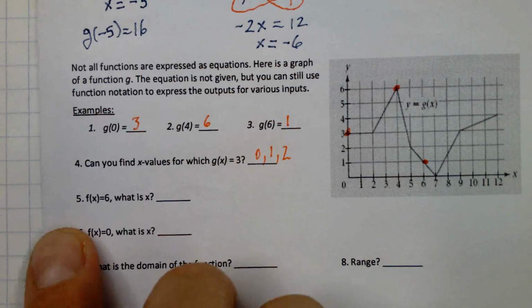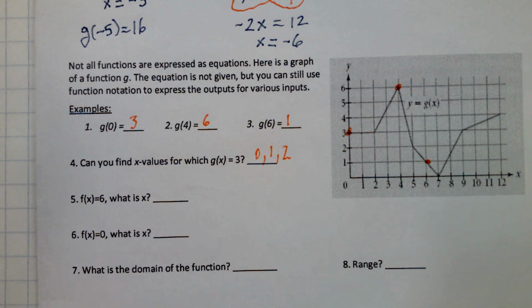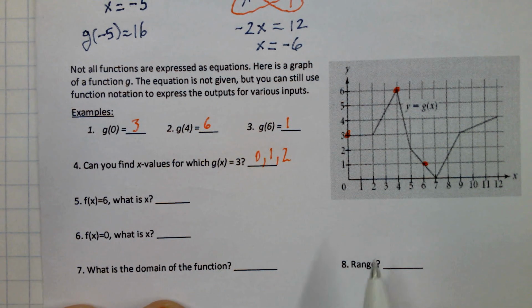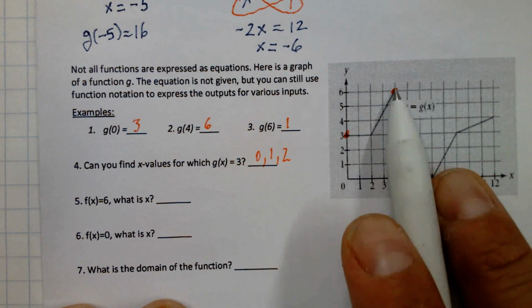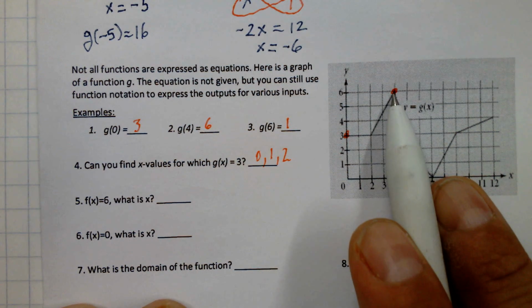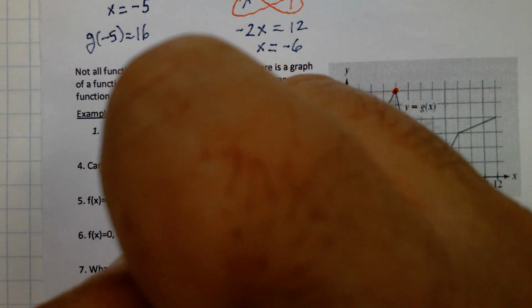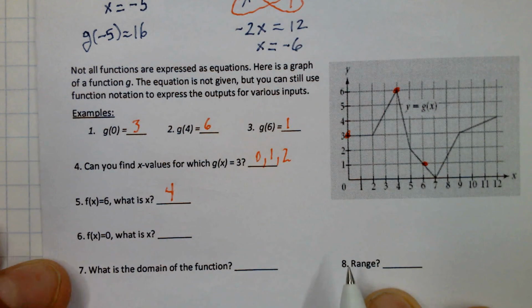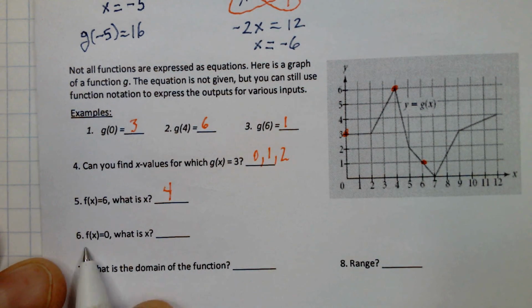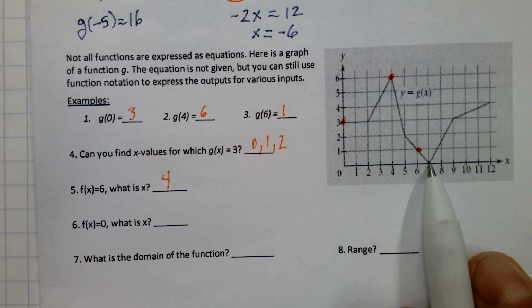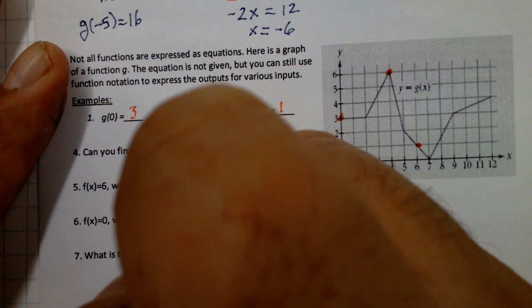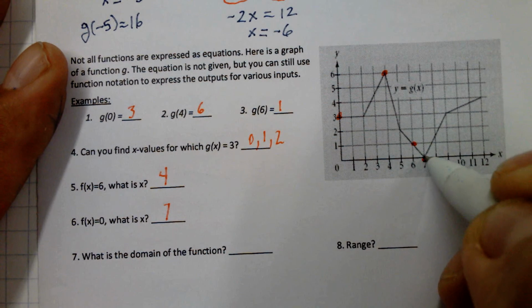So try finding this one, f of 6. F of 6. The output is 6. So look for 6, and where do we get an output of 6? 4. F of x is 0. 7. Right here.